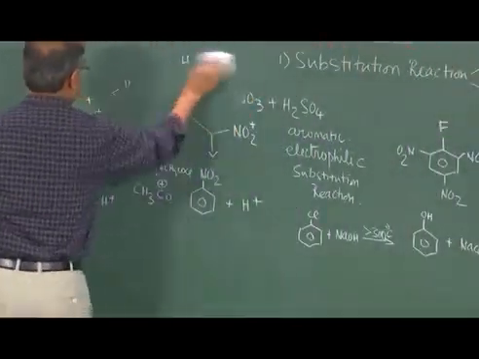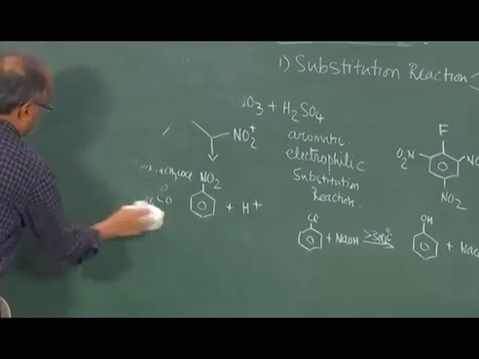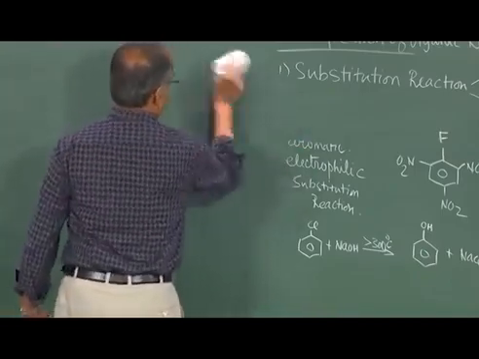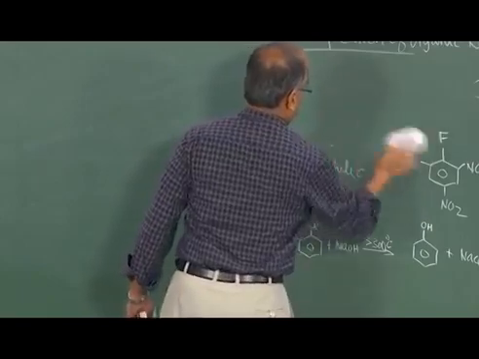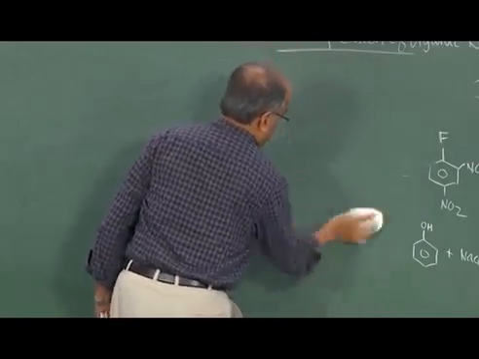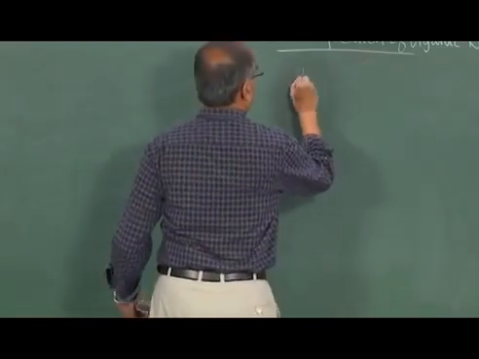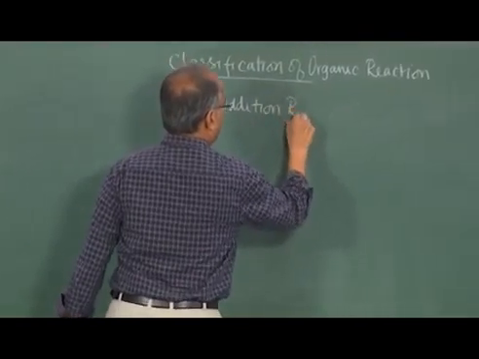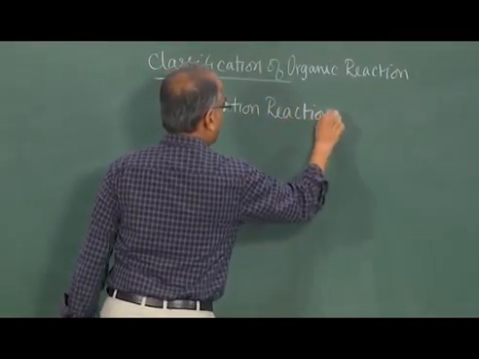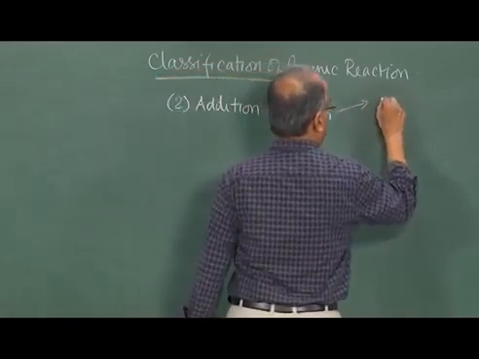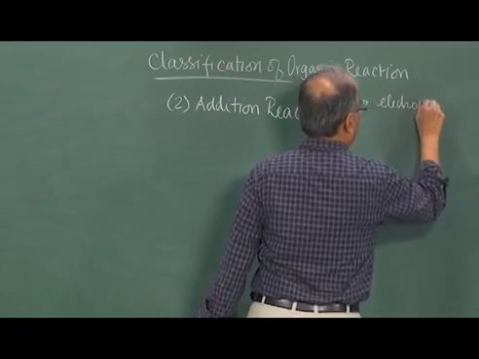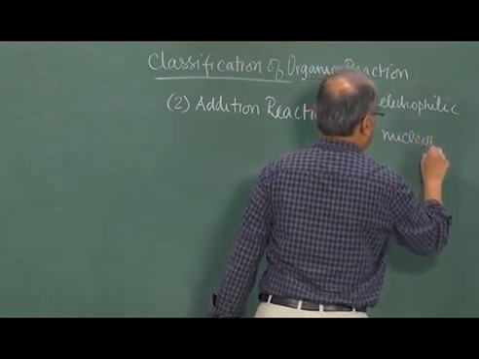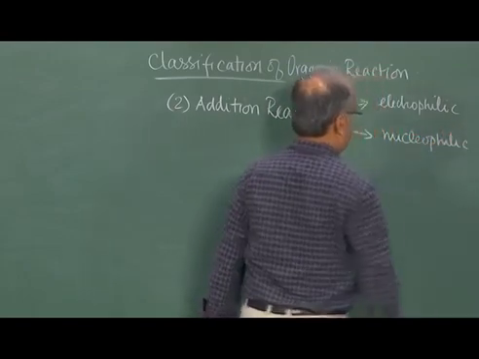Let us move on to the second type of organic reaction, namely addition reaction. Addition reaction is essentially very simple by definition. Addition of two reagents across a double bond or a triple bond is known as the addition reaction. Here also one can classify this into electrophilic addition reaction and nucleophilic addition reaction.